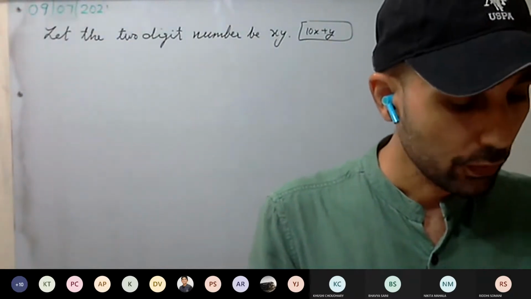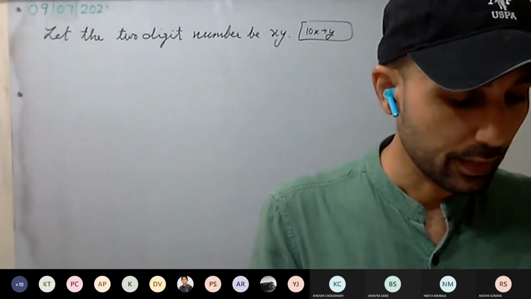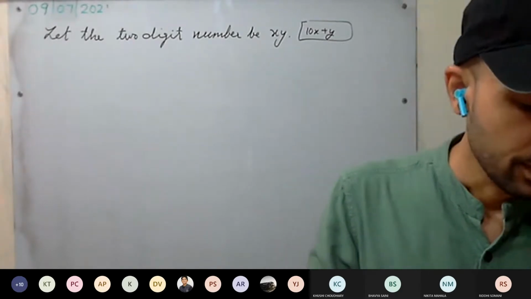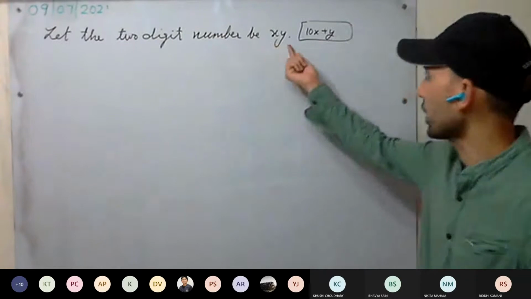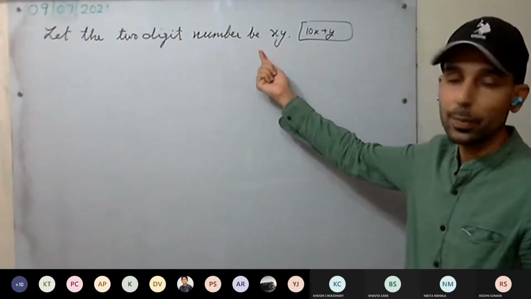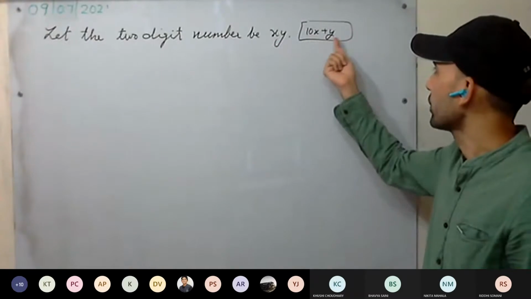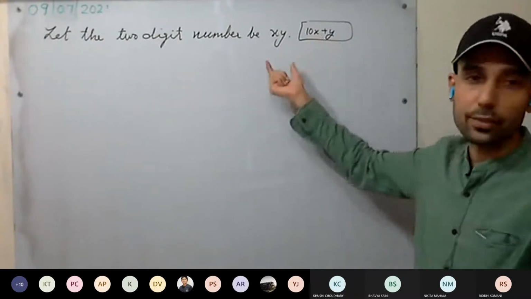Okay, 4 times a certain two-digit number. So first we have to find the number. So let that number be xy, where x is at the tens place and y is at the unit place. This will be our number, and we can represent it later in the equation.